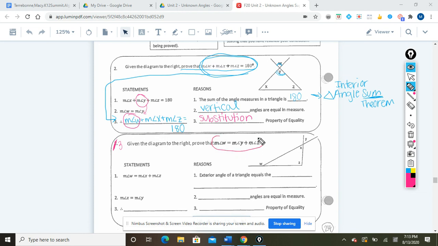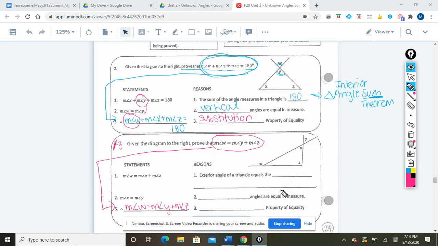If I know this is what I need to prove, I'm putting that down there. So the measure of angle W is equal to the measure of angle Y plus the measure of angle Z. That's where I need to end up. That's my end goal. So this says W is equal to X plus Z. We're ignoring this little thing at the top. W is equal to X plus Z.